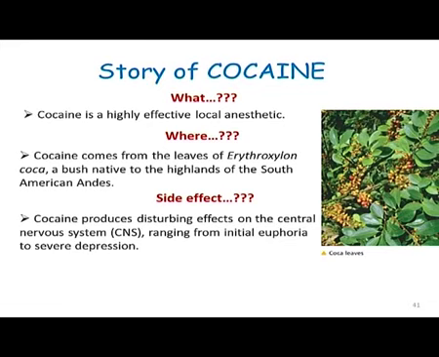So, I will begin with the story of cocaine. Cocaine is a very effective local anesthetic molecule. It had been obtained from nature, from the leaves of Erythroxylon coca, which is a bush native to the highlands of the South American Andes. Then when people realized it was a wonderful anesthetic, they also understood that cocaine produces disturbing effects on the central nervous system, ranging from initial euphoria to severe depression, and not to mention that people become addicted to this molecule. This means that there are sizable side effects in addition to the therapeutic effect we are looking at, which is an anesthetic effect, right.